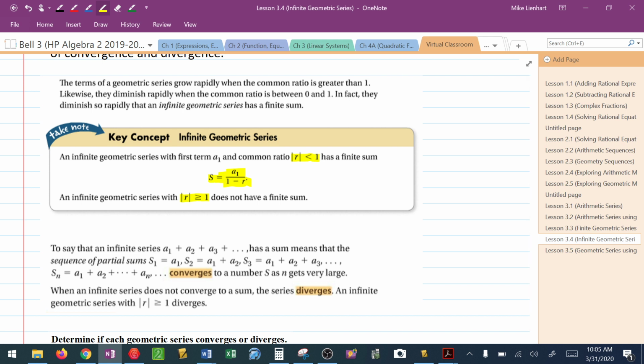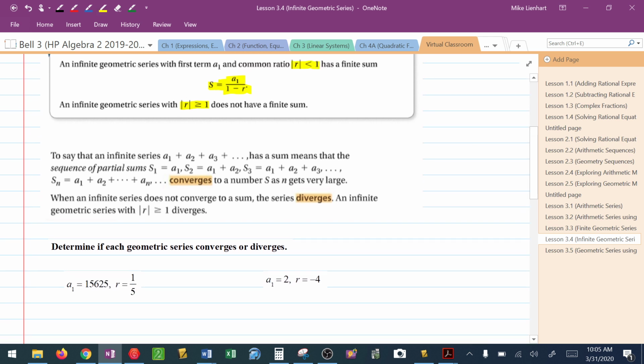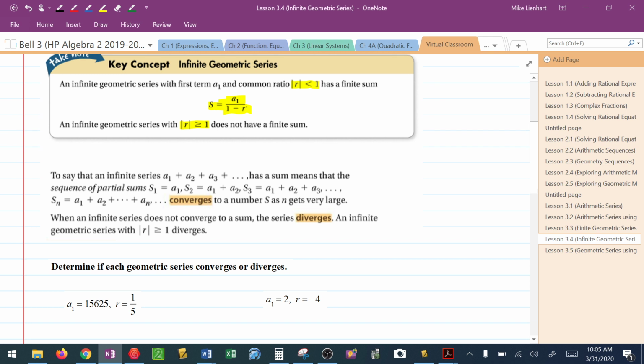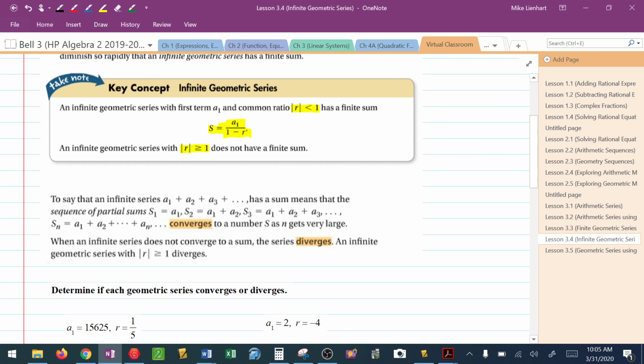So when we have an R value that is less than 1, we are going to refer to this scenario as convergence. It's approaching a particular value, and that value it's approaching is what our sum is going to be. Now, if the absolute value of R is greater than or equal to 1, we say that it diverges, which means you can't find its sum.